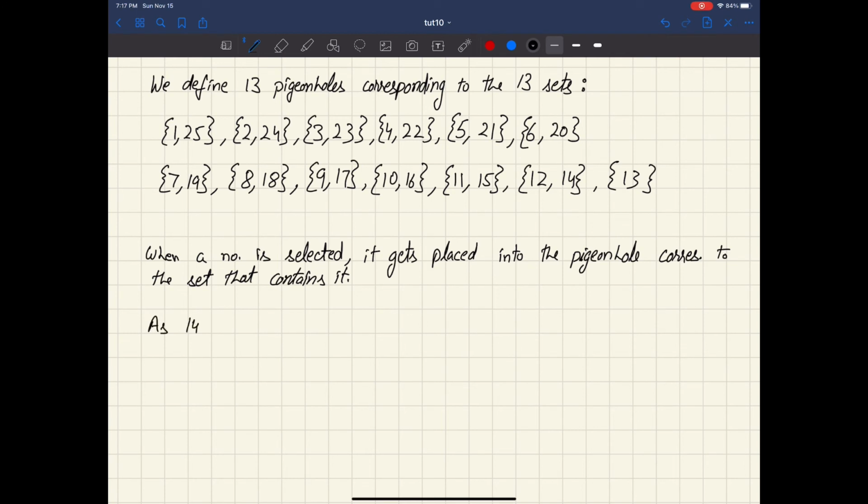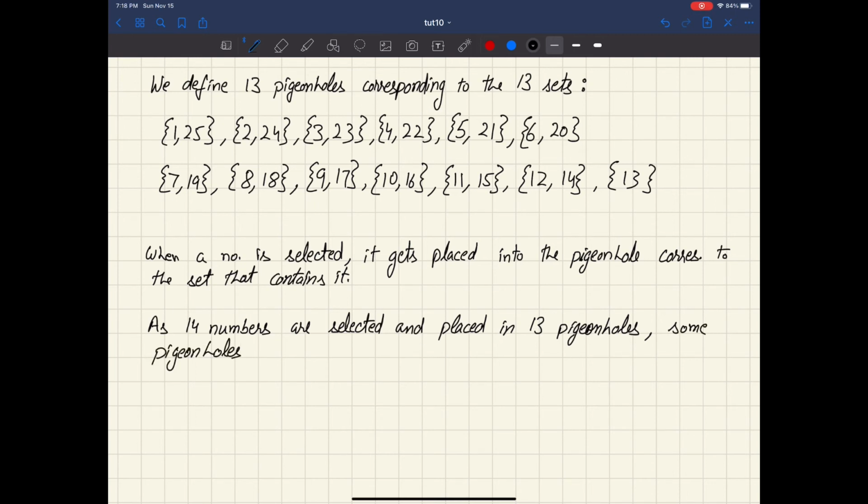Now, we all know that we have 13 sets available, but we are to select 14 numbers. So when you select 14 numbers and place them in 13 pigeonholes, some pigeonholes would contain more than 1 number. Therefore, you will have at least 2 numbers whose sum will be equal to 26.